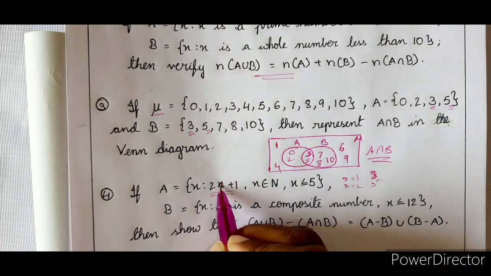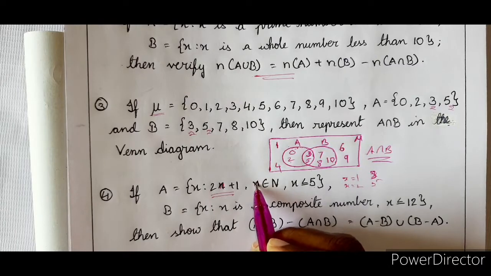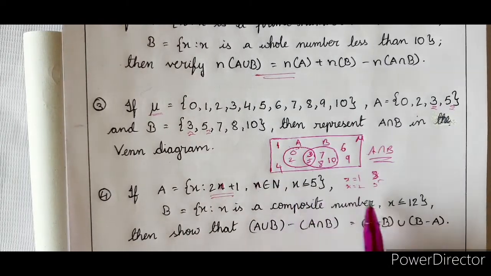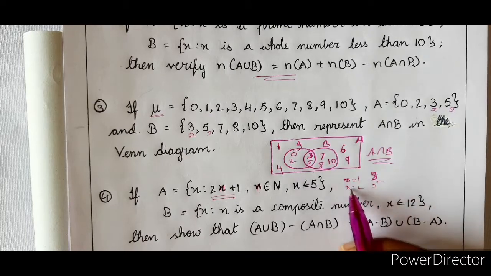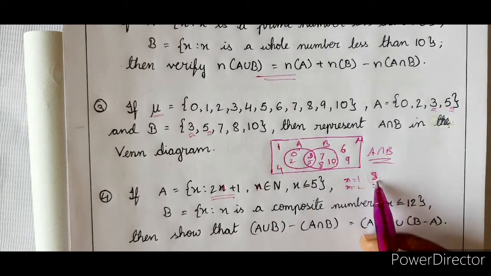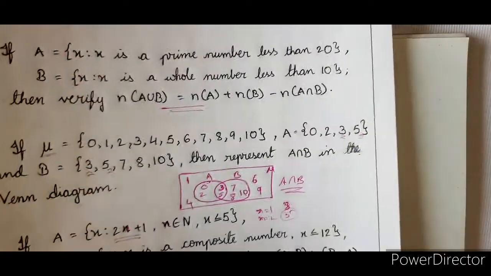To N plus 1, maybe, right? N belongs to N and X is less than or equal to 5. So therefore X, that means you will take N here, and then 2N plus 1, right? So we'll do the problem here.